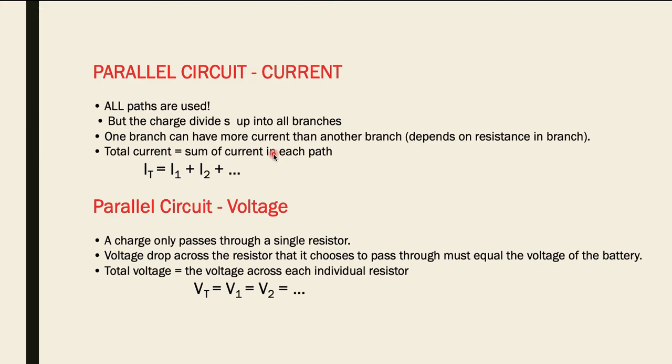Parallel circuit voltage: a charge only passes through a single resistor. The voltage drop across the resistor that it chooses to pass through must equal the voltage of the battery. Total voltage is equal to the voltage across each individual resistor. Vt is equal to V1 is equal to V2.